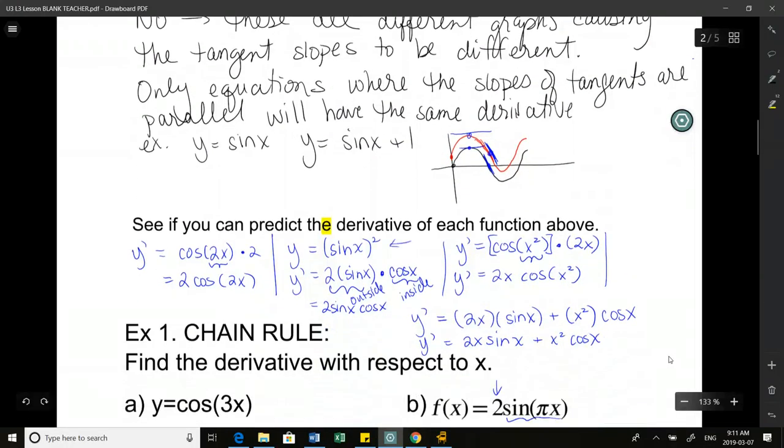So I like to think about it like this, because then we kind of remember that it's like an outside inside kind of thing. So this is a chain rule type thing where we do power rule. So we bring this down and subtract 1 from the exponent. But then I also have to multiply it by the derivative of the inside.